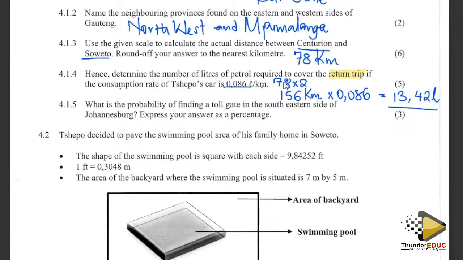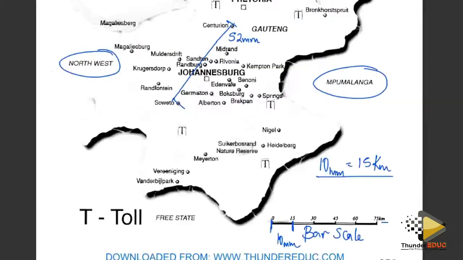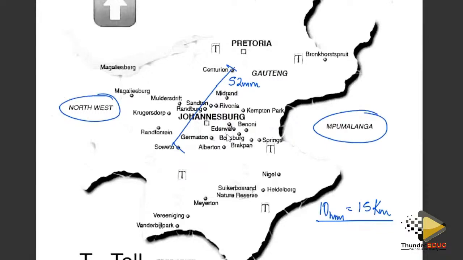What is the probability of finding a toll gate in the southeastern side of Johannesburg? Express your answer as a percentage. Let's go and see. First and foremost, you have to identify the southeast of Johannesburg. This is Johannesburg here. So southeast is this side.